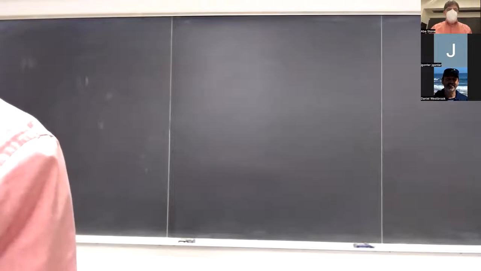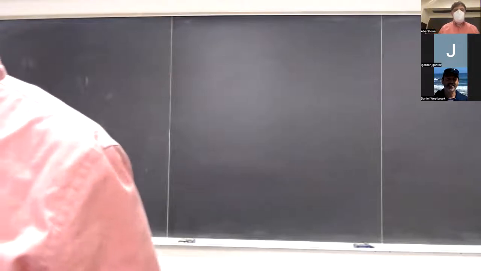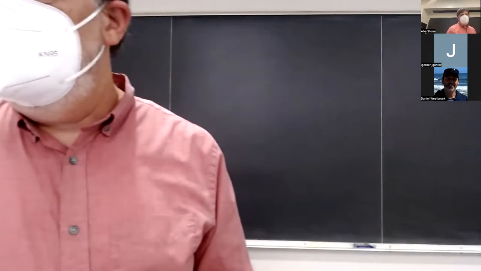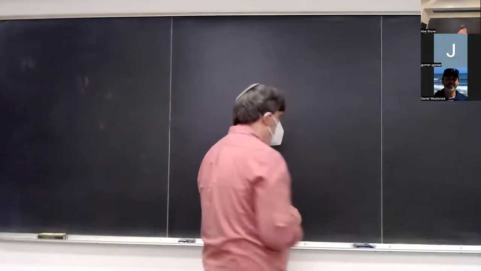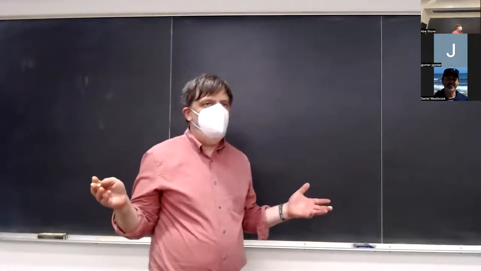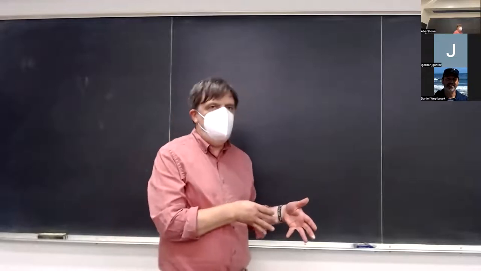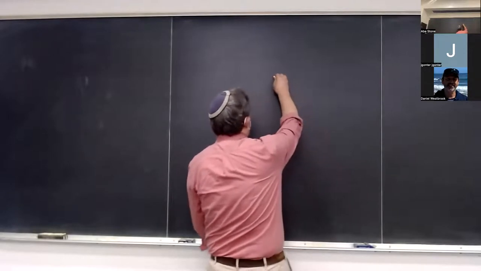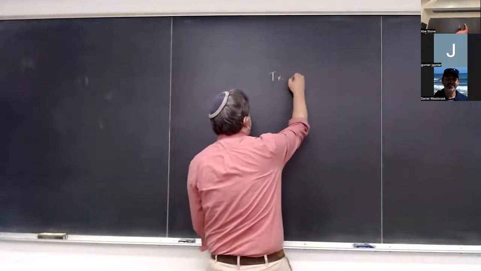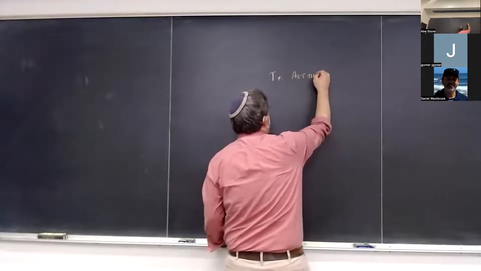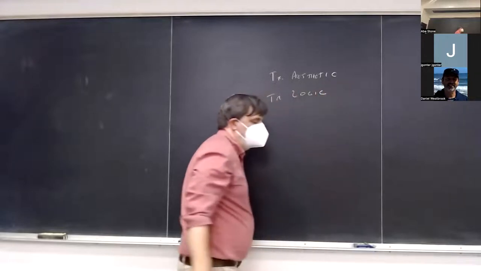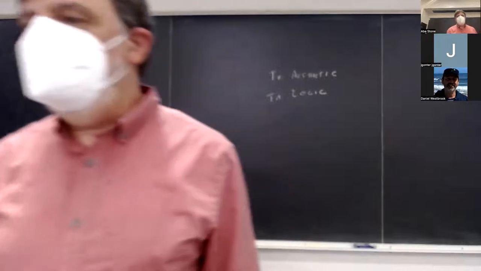Okay, so again, I'm going to begin by saying where we are in the text today. I'm not going to keep writing up there the doctrine of elements, because the whole course is the doctrine of elements. As I said, the doctrine of method is much shorter, and we're not going to do any of it. But the doctrine of elements has two parts: the transcendental aesthetic and the transcendental logic. We finished the transcendental aesthetic, and now we're in the transcendental logic.